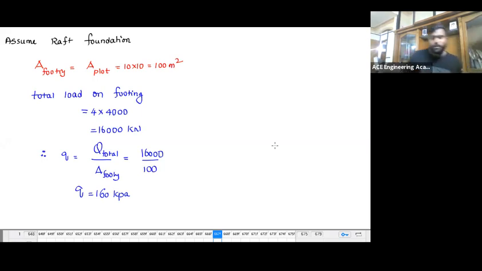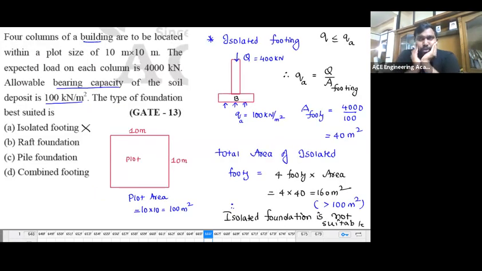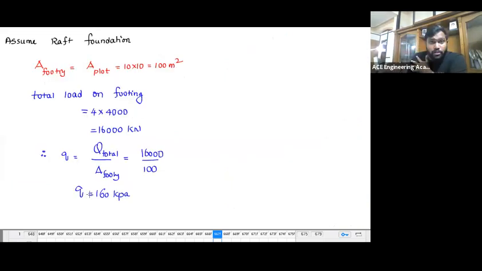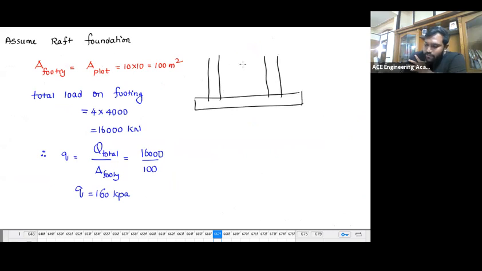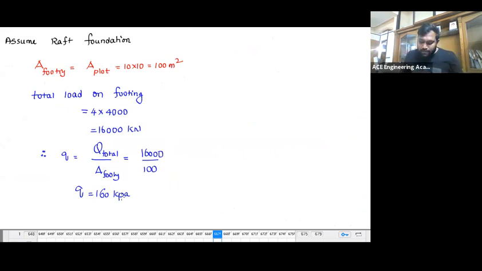So 160 kilopascals. Now you tell me, see, in the case of the isolated footing, I got to know the total area of raft is more than the plot area. But here I got to know the total pressure. So on the raft footing, whatever the columns are there, whatever the total load is there, that load is going to cause a total pressure of 160. Still, it is more than allowable. Fail or safe? Soil fails. That's it. So the raft foundation is also not going to be suitable.